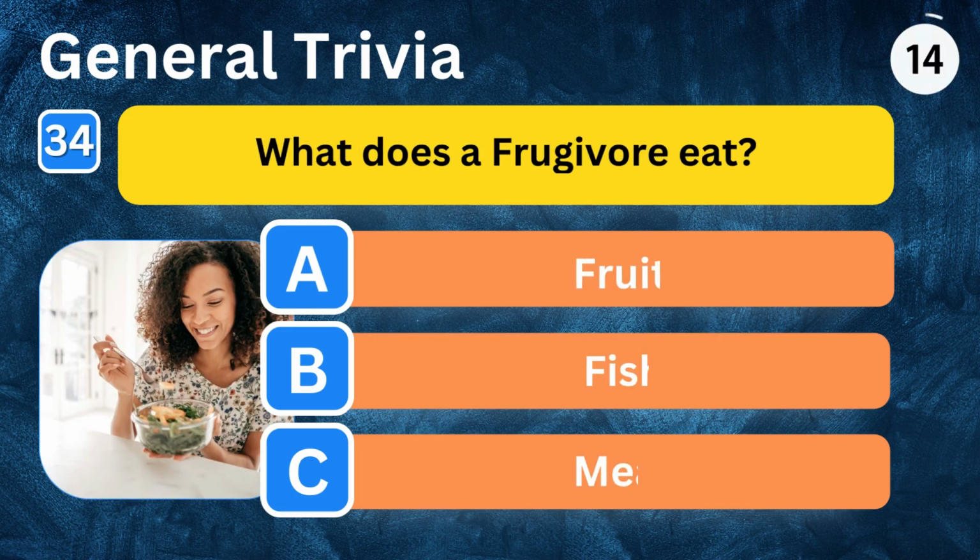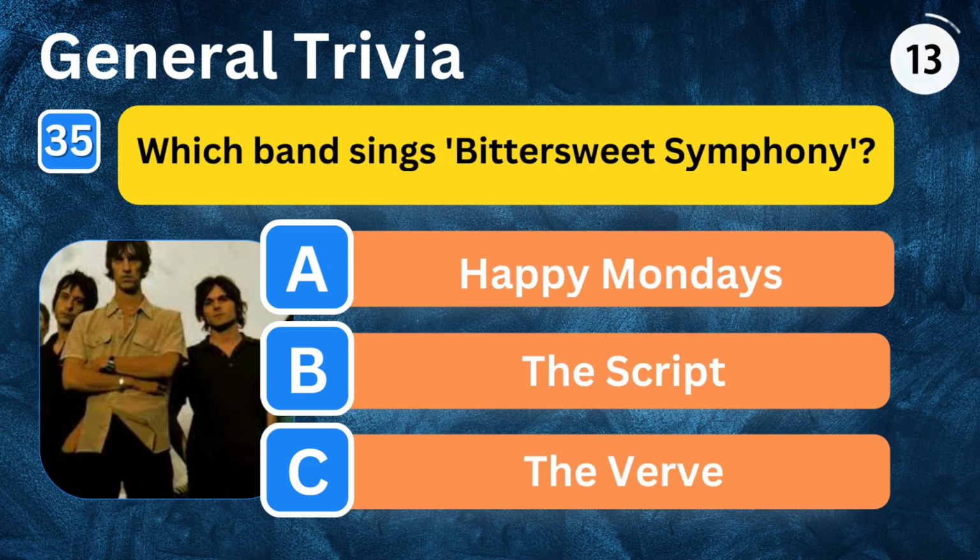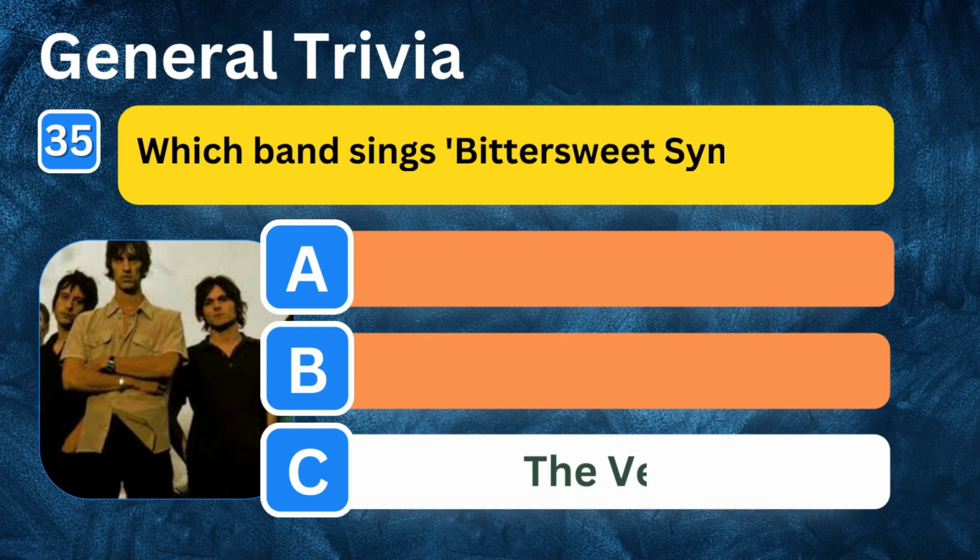Question number 34. What does a frugivore eat? Do they eat fruit, fish, or meat? A frugivore eats fruit. Question number 35. Which band sings Bittersweet Symphony? Is it the Happy Mondays, the Script, or the Verve? And the answer is the Verve.